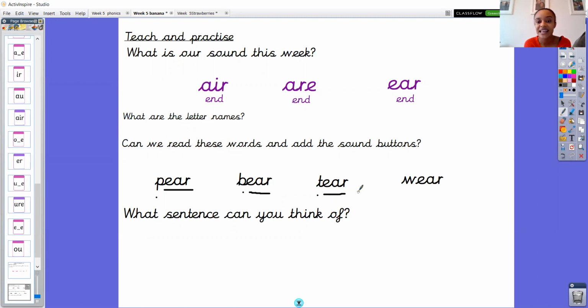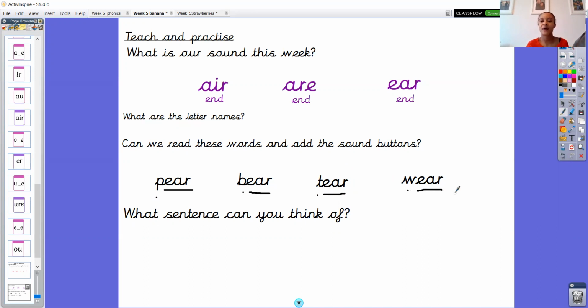Again, a tricky one because that very much looks like the word tear. In fact, it would be the word tear if it's making the ear sound. Tricky. Keep practicing and you'll get there. So think about using your robot arms. Tear.